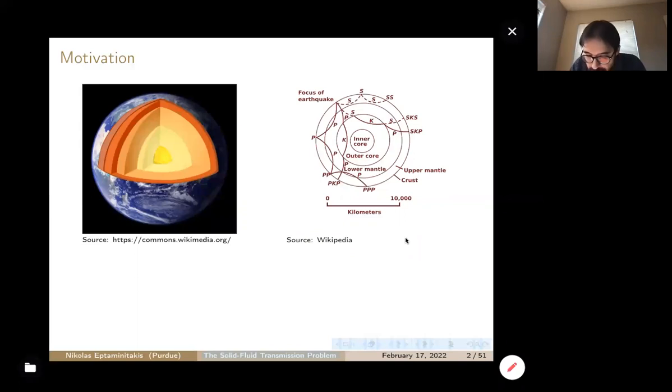So we see this cartoon here that has an illustration of what the waves would look like, for instance, in the outer core, which is fluid. So what we want to do is try to understand how those waves behave when they meet the interface between a solid and a fluid.